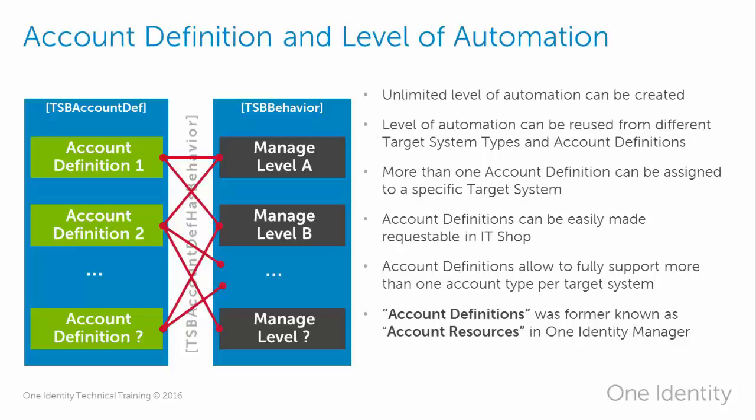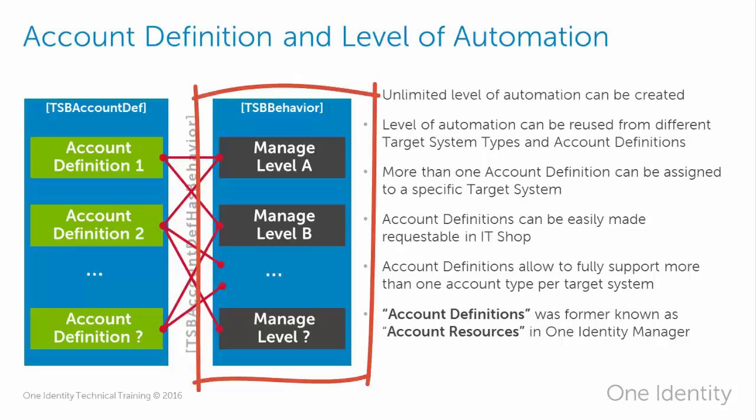Remember the past in version 6, there was the account resource, and on the account resource there was the capability to define up to 15 additional managed levels, additional to the full managed behavior and the unmanaged behavior that was predefined in the Identity Manager. With version 7, the limitation of managed levels is completely gone. Managed levels are now stored in a specific table called TSB behavior, and you can create as many more custom managed levels as you like.